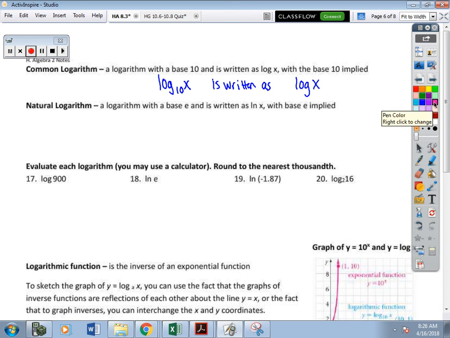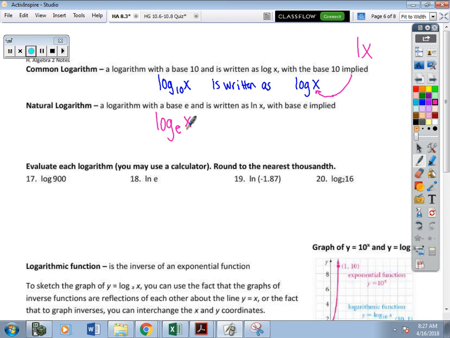Now if there is a base written, like a 2, then you know the base is 2. Or if you see a 7, the base is 7. But if there's no base, it's just understood or implied that it's 10. Kind of like when we write x, we don't always put a 1 in front of it. It's implied that there's a 1. The same thing here, you'll just imply that that's a base of 10. Now the natural logarithm is written as ln of x, but this would really be log base e of x.